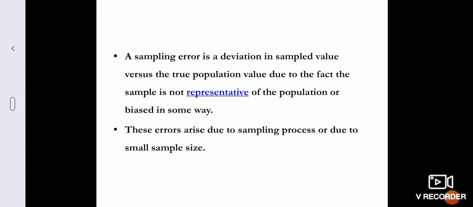A sampling error is a deviation in sampled value versus the true population value. That is what I was telling you. Due to the fact the sample is not representative of the population, or it can be biased in some way. These errors arise due to sampling process or due to sample size, which is inadequate.